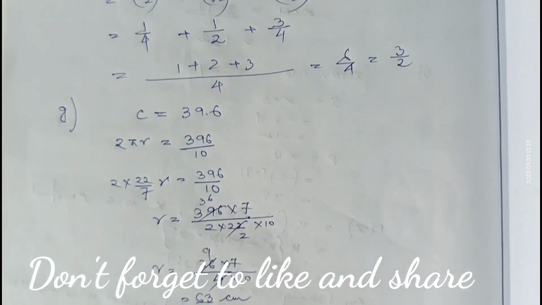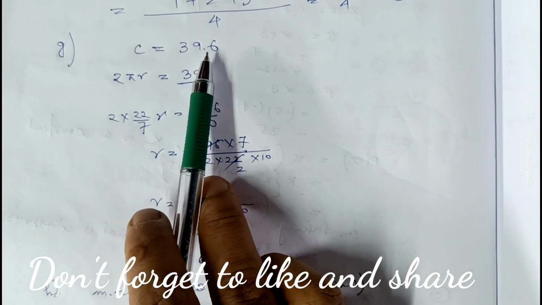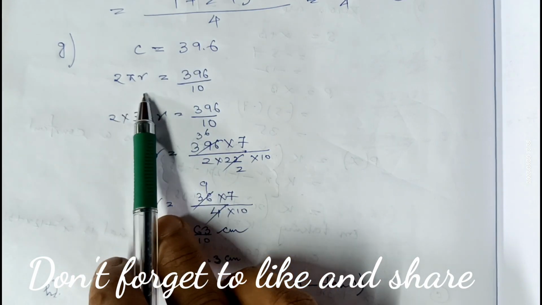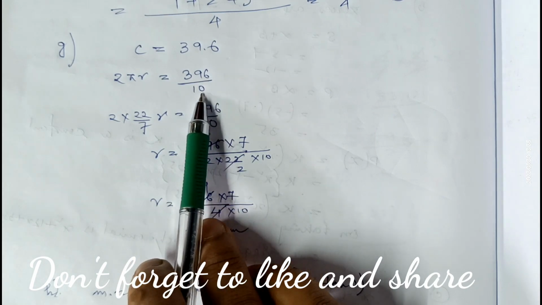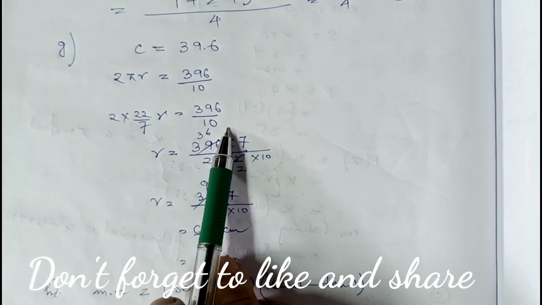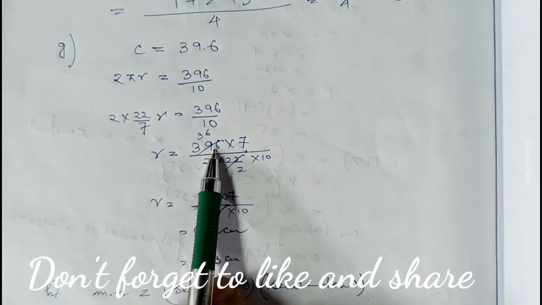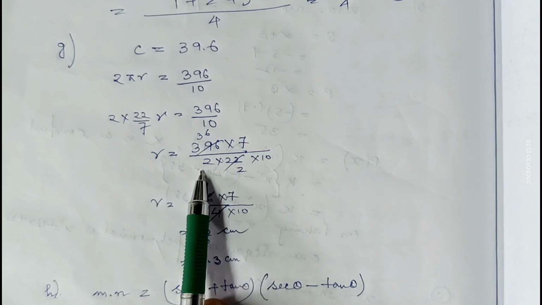In question number G, it is given, circumference of a circle is 39.6 and we have to find the radius. We know circumference is 2 pi r equals to 39.6, which can be written as 396 by 10. So 2 pi is 22 by 7 into r is 396 by 10. So r will be 396 into 7, over 2 into 22 by 10 in the denominator.